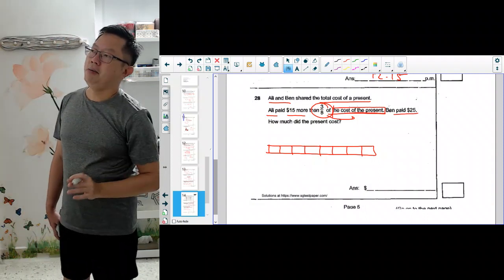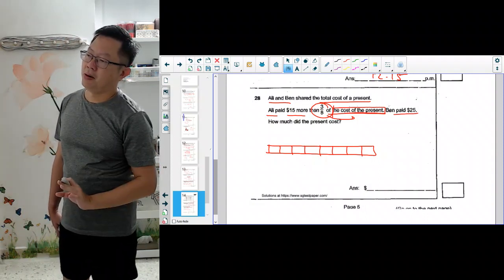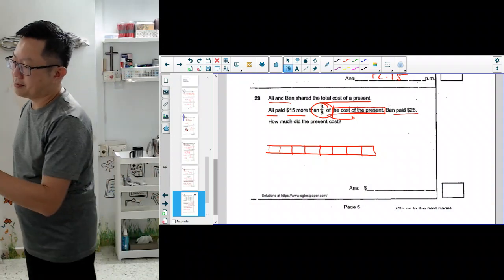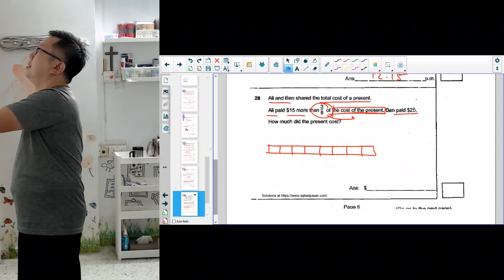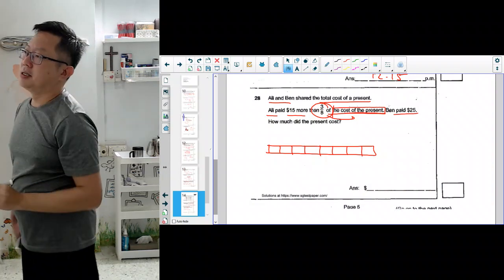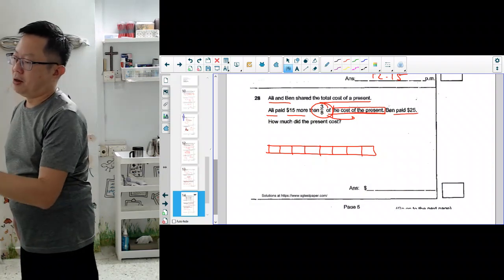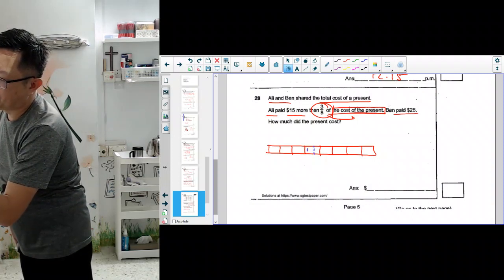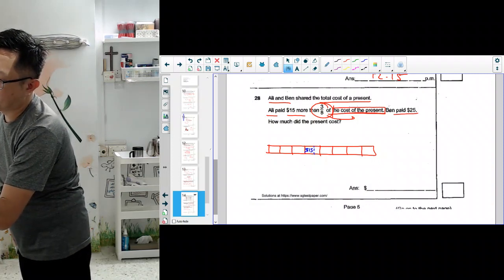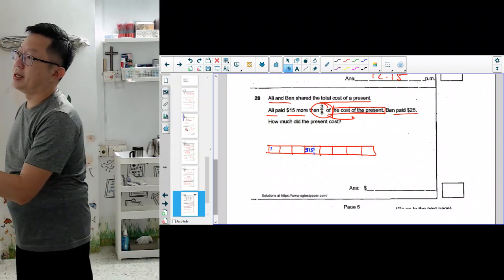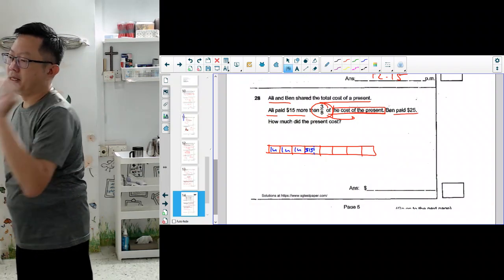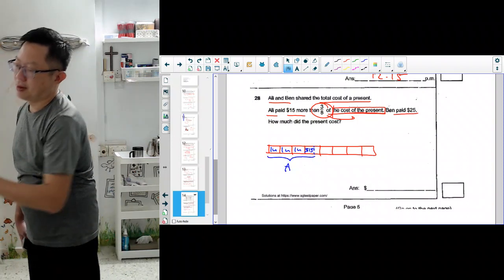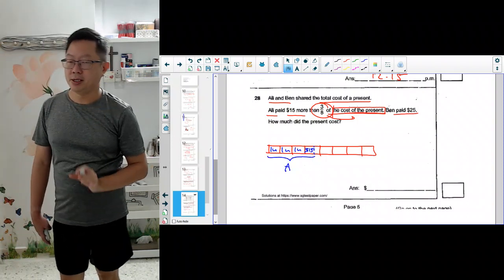And Ali paid $15 more than 3/8 of the cost of the present. Okay, let's use a different color. So Ali paid $15 more than 3 boxes. So I'm going to just draw like that. This is your $15. Let me just put $15 more than 3 units. So Ali paid this amount. Okay, alright, so no solving, just drawing.